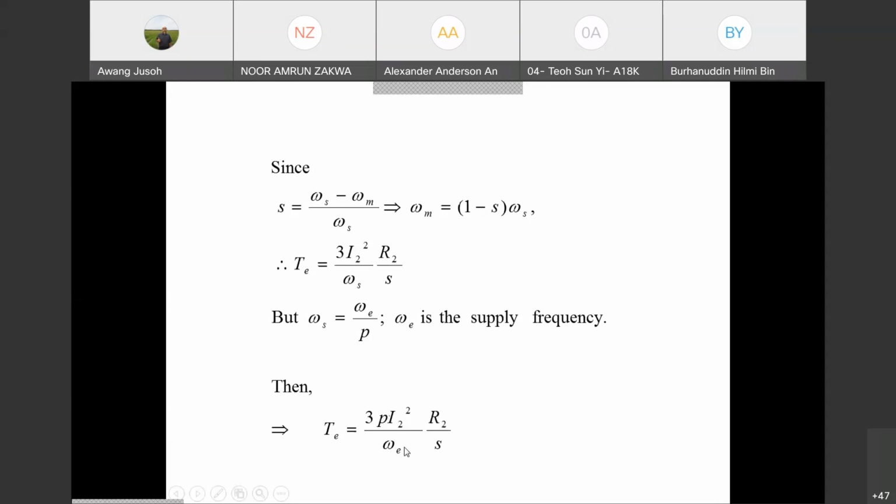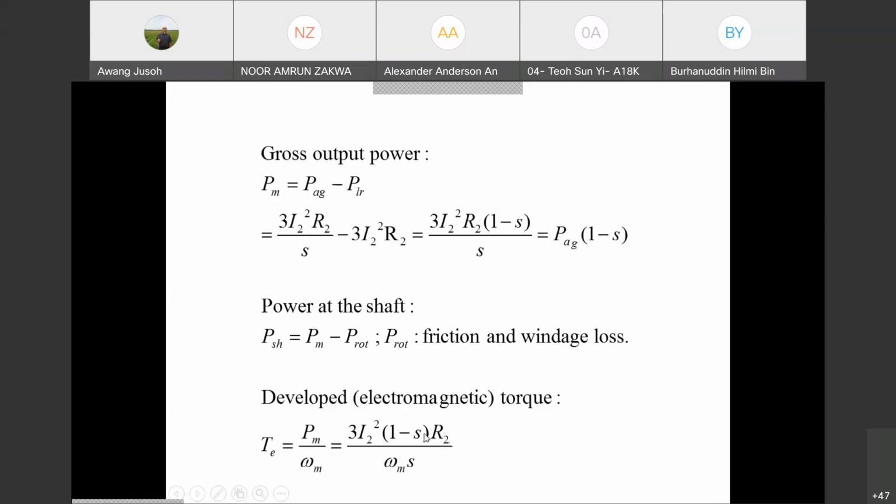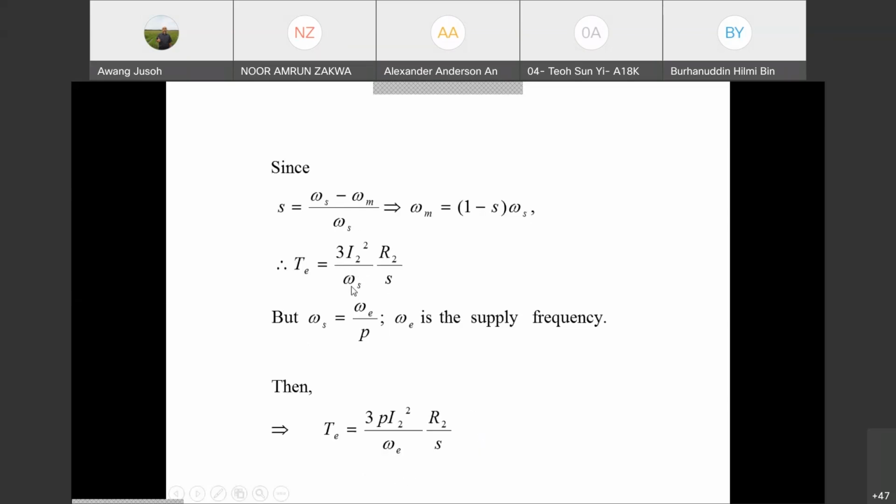So there are three formulas for torque. First, with respect to omega_M, which is rotor speed. Also it can be represented by omega_s, which is synchronous speed. Also by omega_e, which is supply frequency. So three possibilities that we can use to calculate motor torque. Up to you, but normally the most common one we use is aggregate power divided by omega_s.